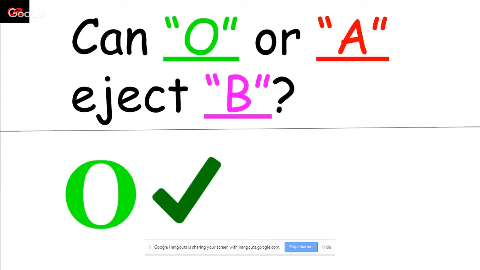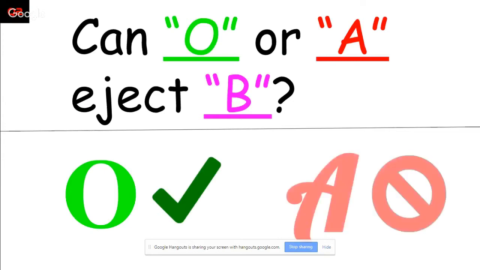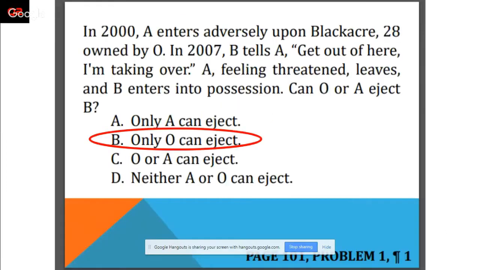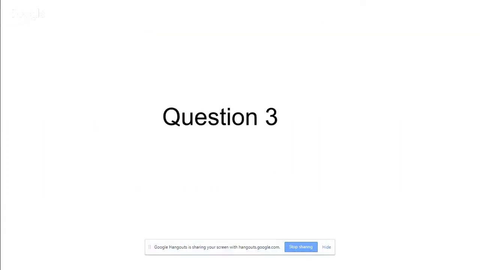Well, what about A? Well, if the conclusions are still the same, then A has no right to the property because A didn't have enough time to obtain it through adverse possession. So at this point, it seems like only O can eject B. And that's our answer. The answer is B. Only O can eject.